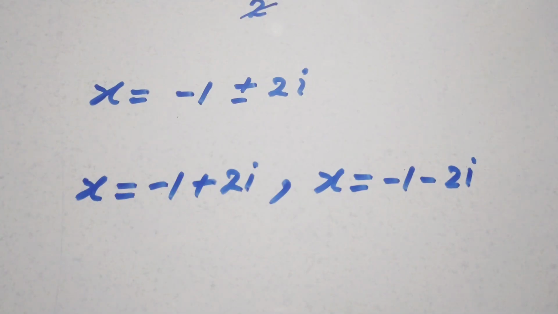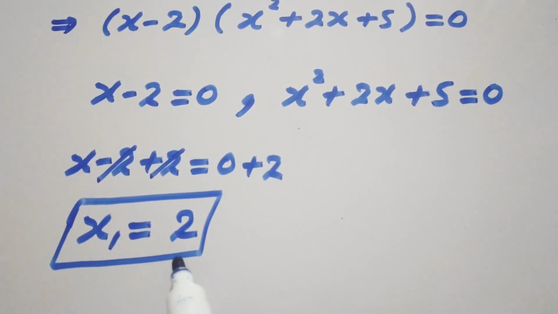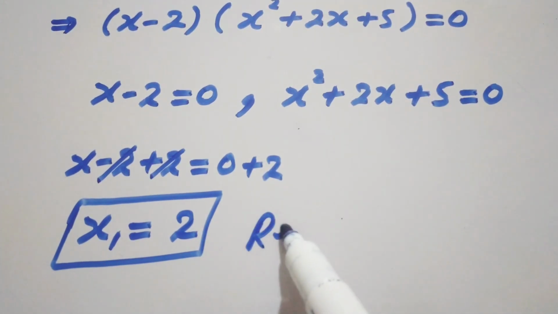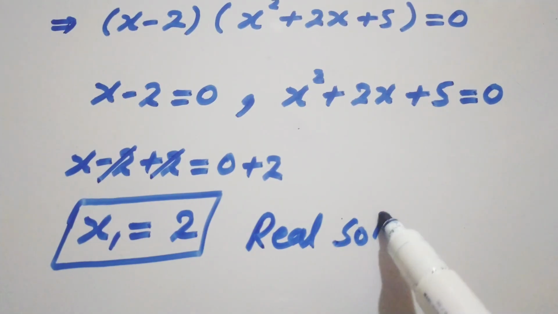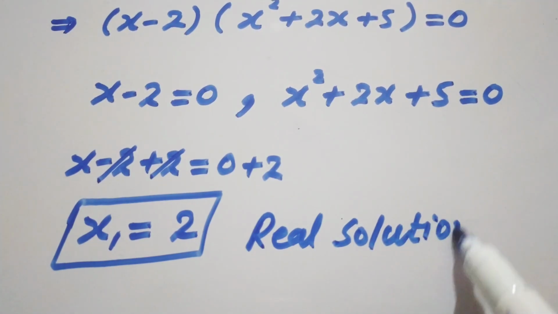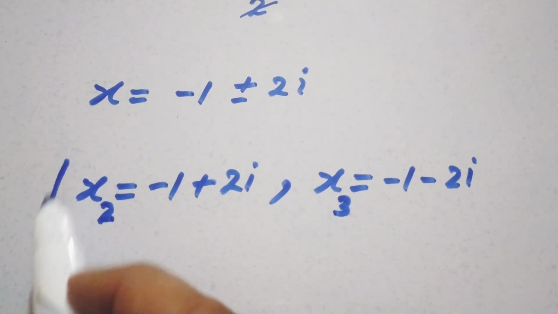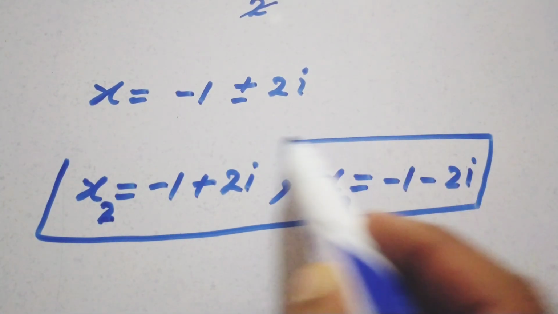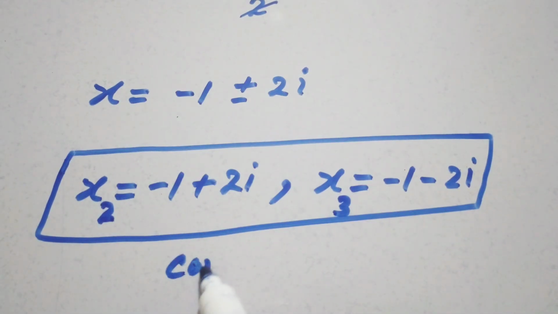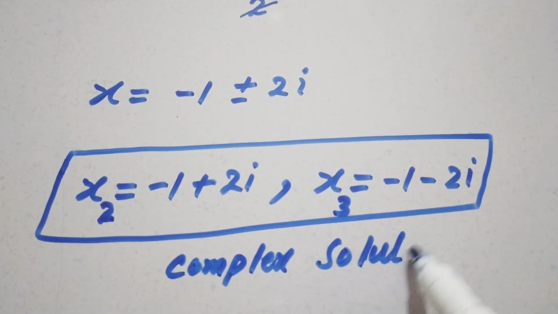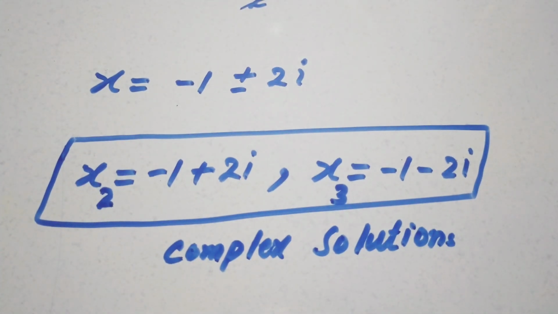First we found that x is equal to 2, which is a real solution. And say this is 2 and this is 3. So these are the complex solutions. We have found all three solutions. Thank you for watching.